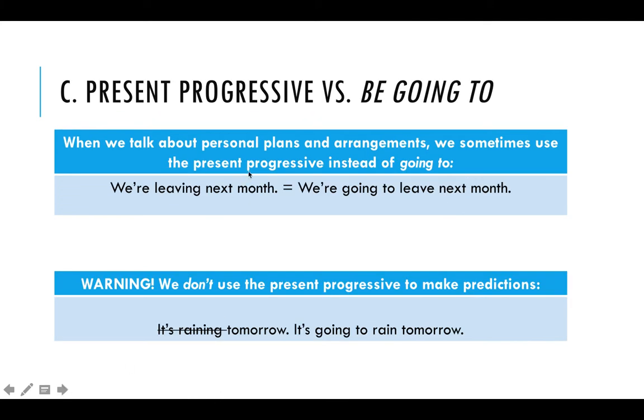Okay, when we talk about personal plans and arrangements, we sometimes use present progressive instead of going to. Like if we're leaving next month, it means we're going to leave next month. But be careful, we don't use the present progressive to make a prediction. So you won't hear anybody say it's raining tomorrow. That would always be it's going to rain tomorrow, because this is something that's being predicted, and I don't use the present progressive for that.